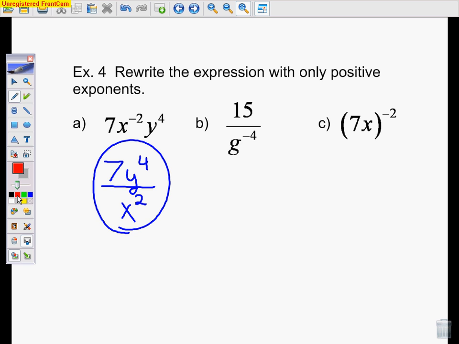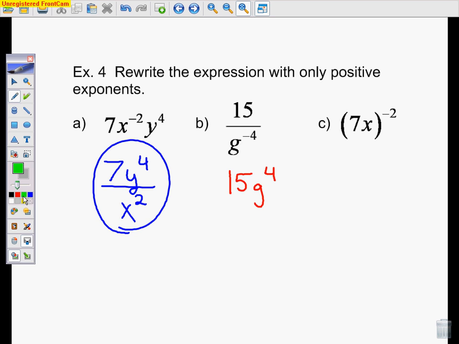All right. B, same concept here. You only move what has the negative exponents. The g is the only thing with a negative exponent. The 15 is a positive exponent. So the 15 is going to stay where it's at. It's going to stay in the numerator. The g, however, needs to move to the top and become a positive exponent. So that's going to be g to the positive fourth. All right. Once again, we only move what has a negative exponent. All right, C.